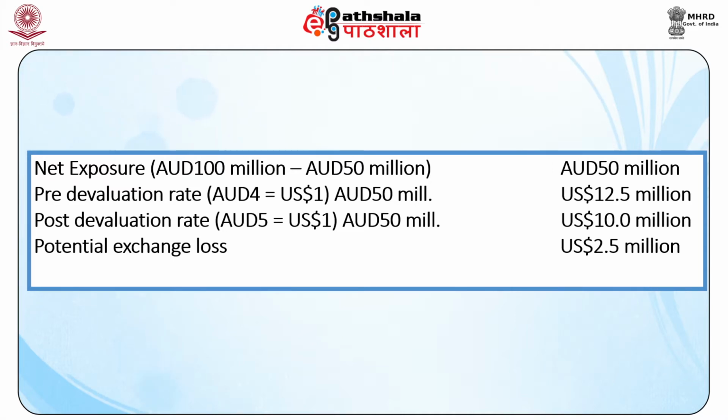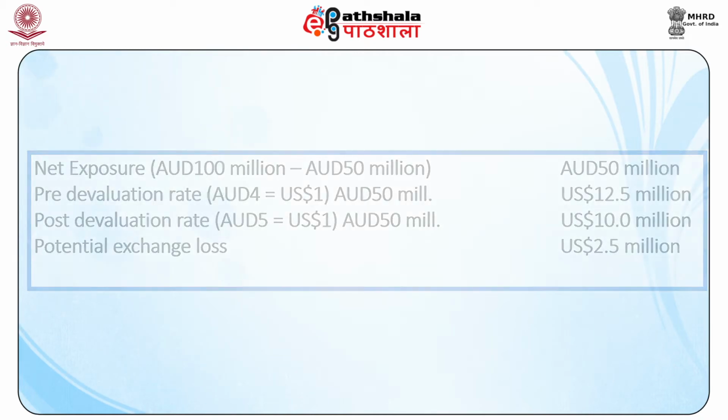Pre-devaluation rate is 4 Australian dollar equals 1 US dollar, so 50 million Australian dollar is 12.5 million US dollar. Post devaluation rate is 5 Australian dollar equals 1 US dollar, and 50 million Australian dollar is 10 million US dollar. Potential exchange loss is 2.5 million US dollar.